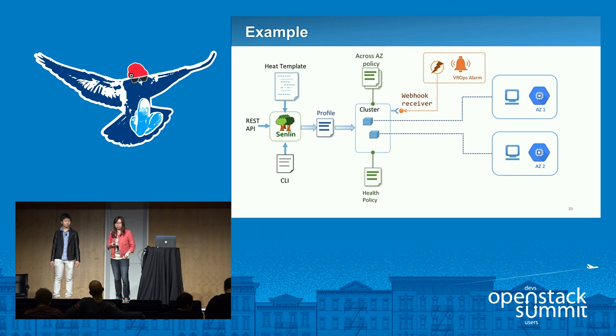The third one is very different from the previous pages because it does not belong to Senlin. Here we use a webhook to cooperate with any other third-party monitors. Here I show the vROps alarms. Whenever the alarm is fired, we will post an HTTP request to the cluster webhook and trigger the recover actions.